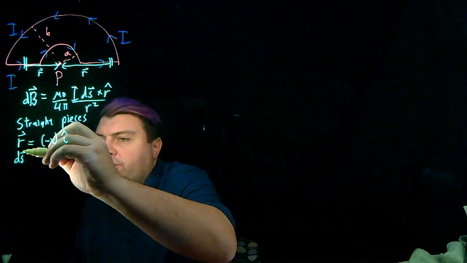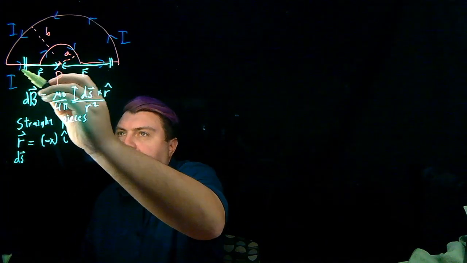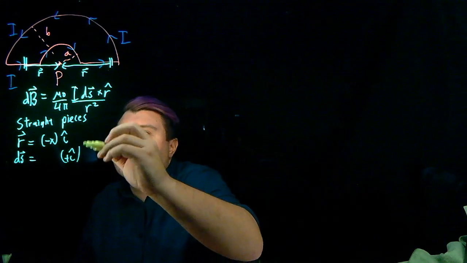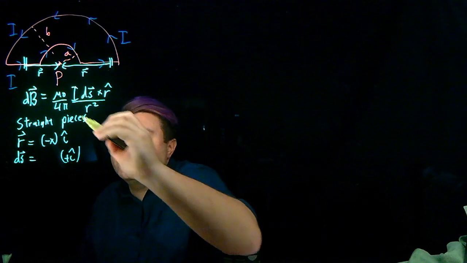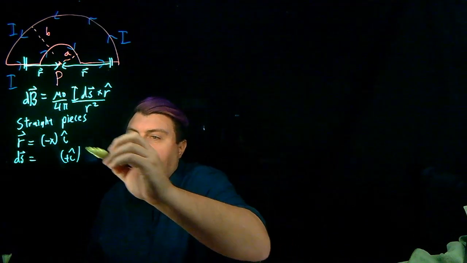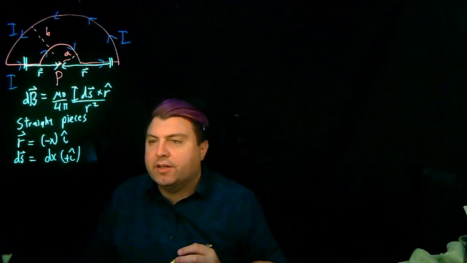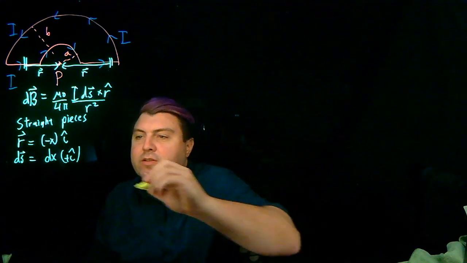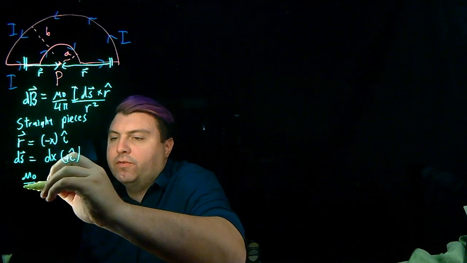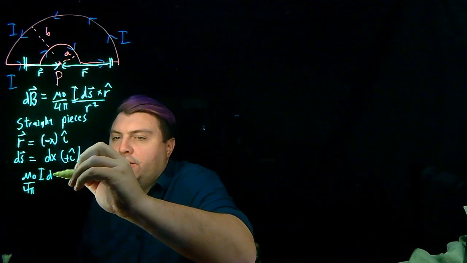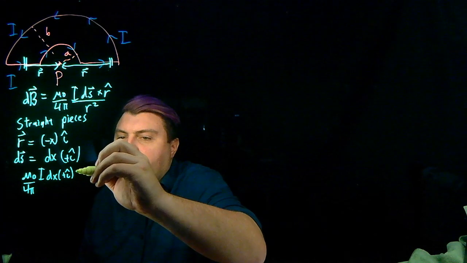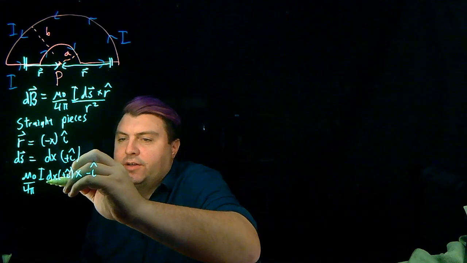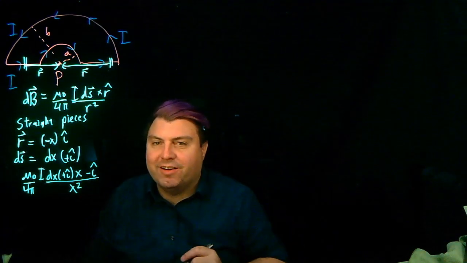For ds, the direction of the current is going in the positive x direction for both of these, and the distance between this slice and this slice is a small value of x, so we can call that dx. What's really nice about this is that for these straight pieces, we are going to have mu naught over 4 pi I dx, i hat crossed with r hat, which would be negative i hat or positive i hat, over x squared.